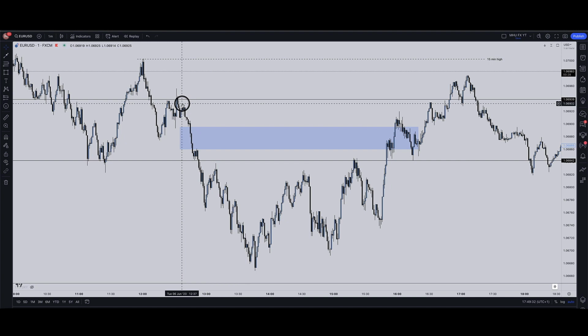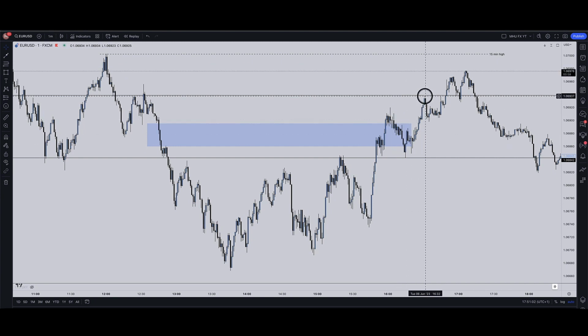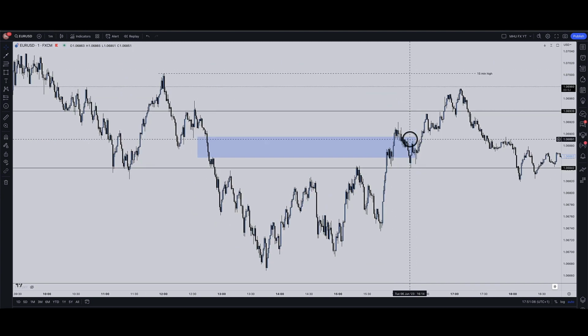I believe my stop loss was above this candlestick's wick, or thereabouts. So for this trade, I did end up moving my stop, and then it got stopped out anyway. So it is what it is. That's fine. It happens sometimes. You're not always going to win every single trade. You guys know this already.